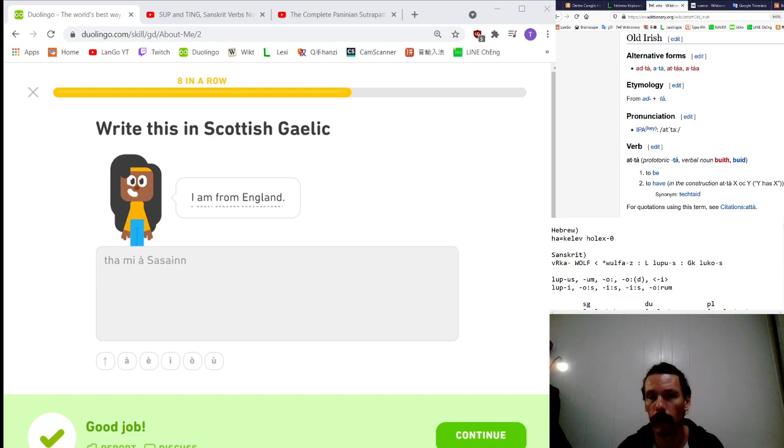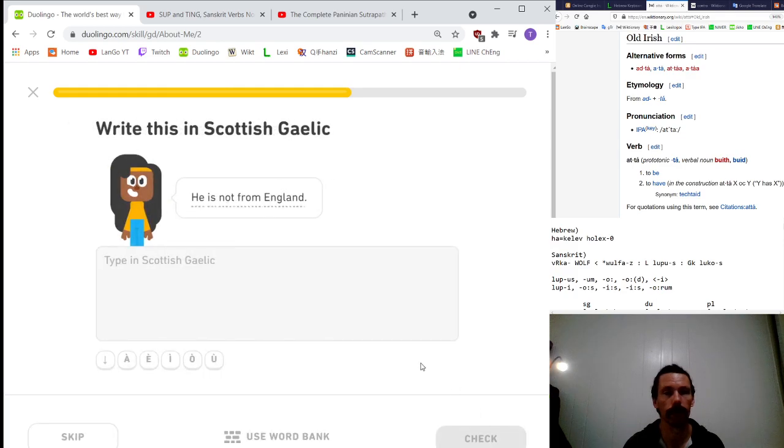Permanent copula is is, which is SD. The old, that was never anything but a copula. It has special syntax in Irish. He is not from England.